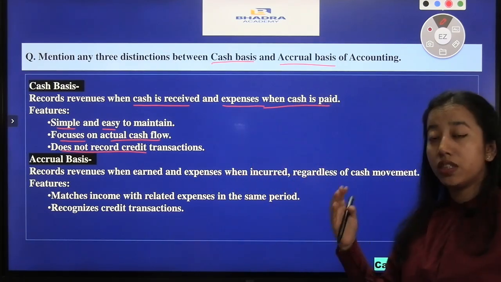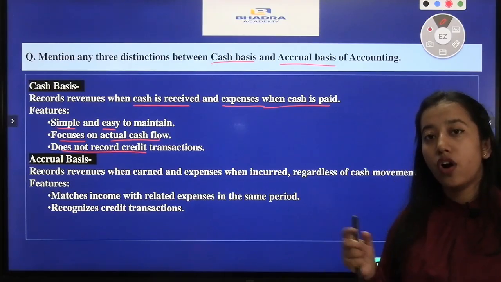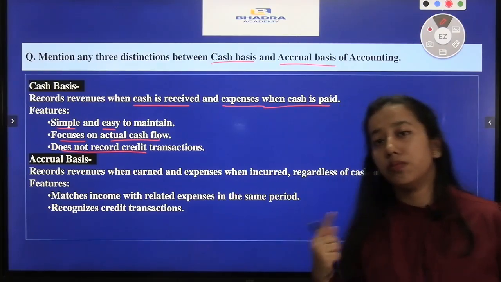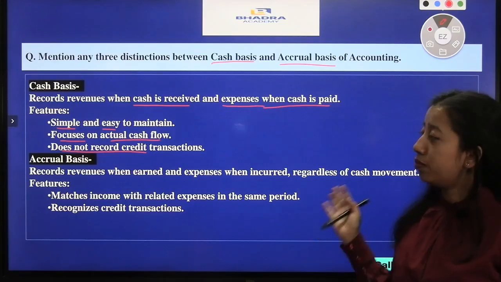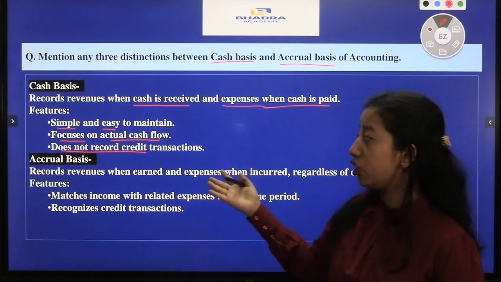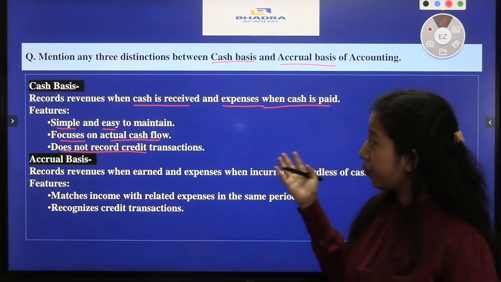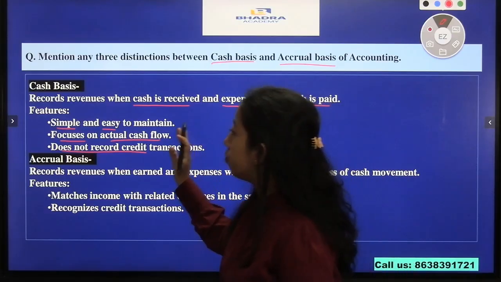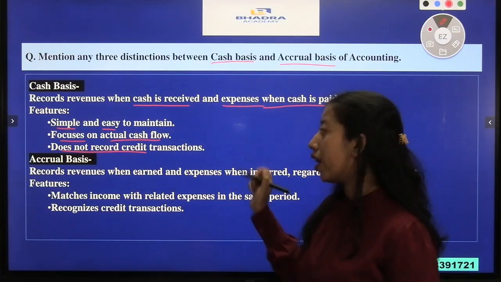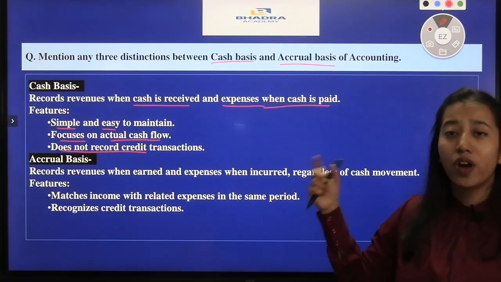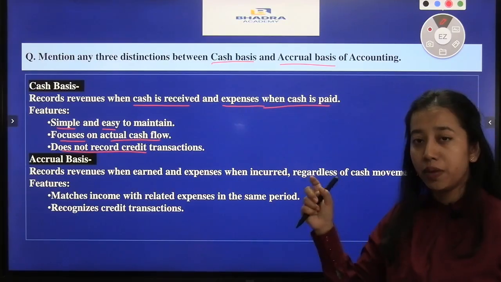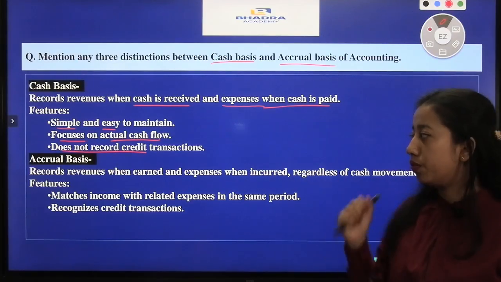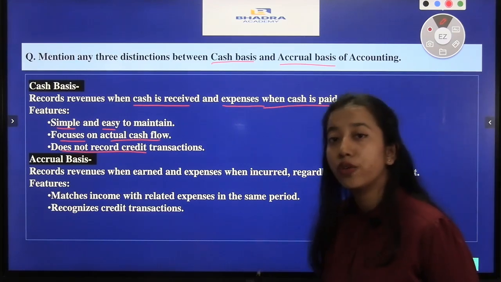So what does cash basis of accounting do? The recording of a transaction is done only when cash goes out or cash comes in. In this case, it is simple and easy to maintain, focuses on actual cash flow, and does not record credit transactions. Why? Because as the name says, cash basis, the recordings are made only when cash comes in or cash goes out. The next basis is accrual basis.